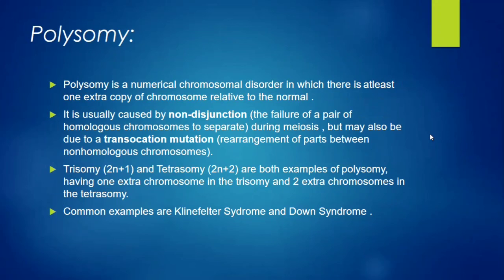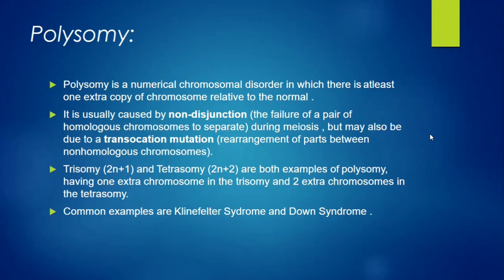So let's look at the definition of polysomy. Polysomy is a numerical chromosomal disorder in which there is at least one extra copy of a chromosome relative to normal. For example, if the normal number of chromosomes is 46, then there will be at least one extra copy of a chromosome, which can be trisomy, or there can be more than one extra copy. There can be 2 copies, there can be 3 copies, defined as tetrasomy and so on.